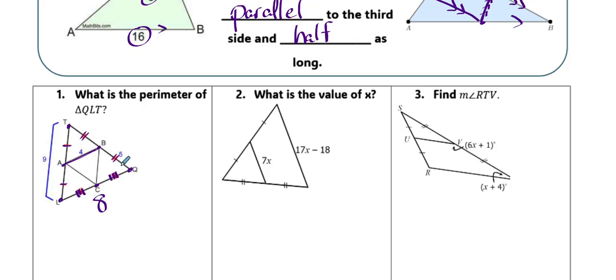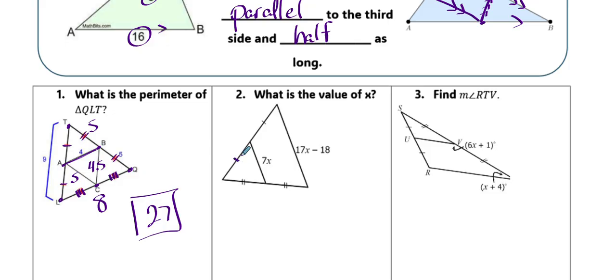If this is 5, that's congruent to this side. That's also going to be 5. This is actually also going to be 5. This would be 4.5. We don't really need those. We're really just adding up, going around the outside. That's 17 plus 10. That is 27. That's the perimeter of the big triangle.